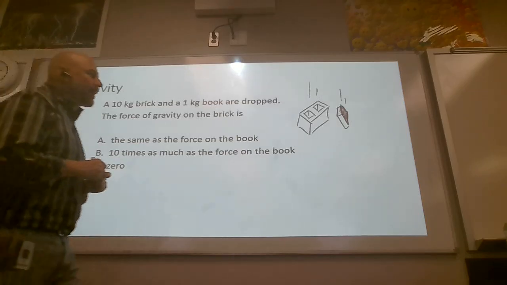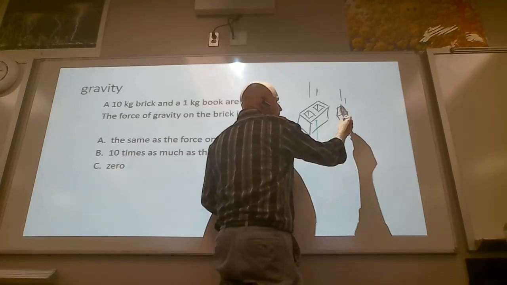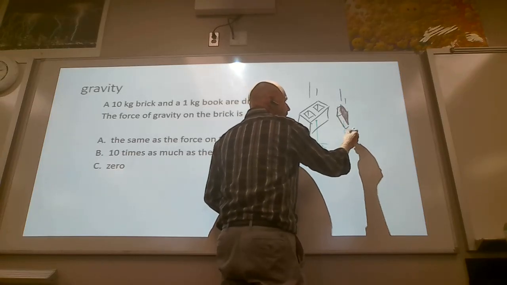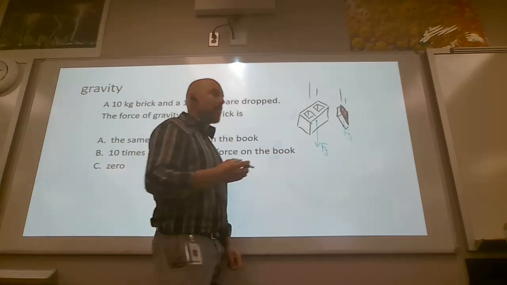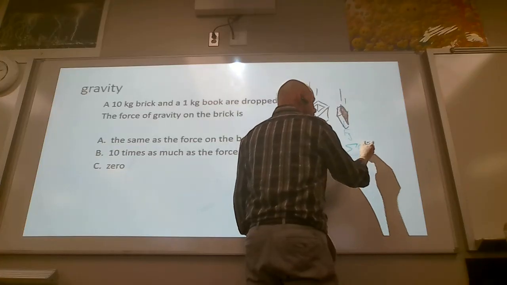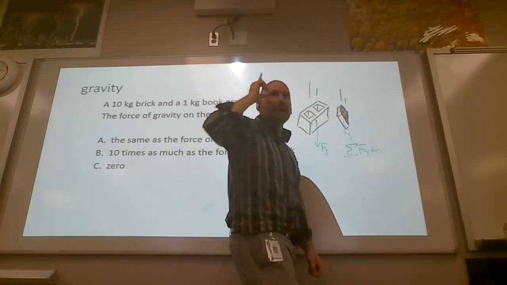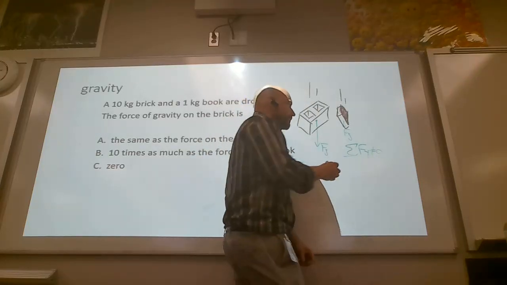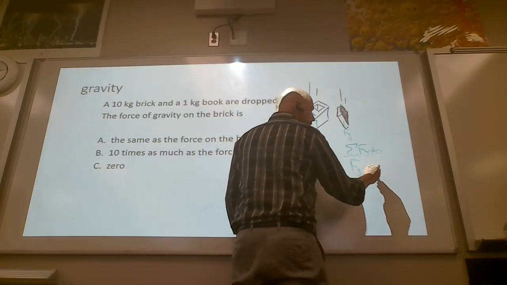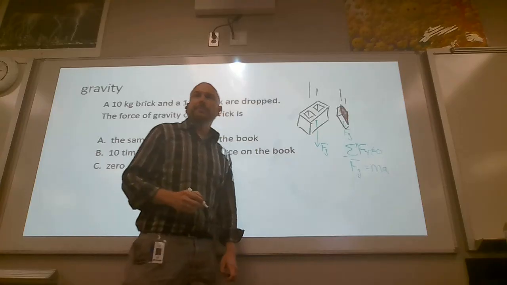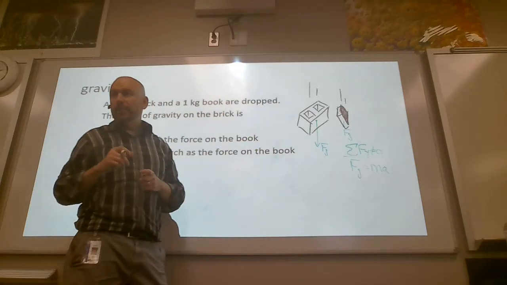Okay. So here, this one has 10 times the amount of weight as this. You all right with that? If we're doing the setup, we'd say the sum of the forces in the y direction is not equal to 0. I'm going to make down the positive direction. So I have force of gravity is equal to mass times acceleration. That's the setup for both the brick and the book.